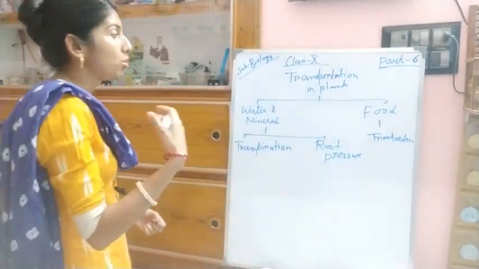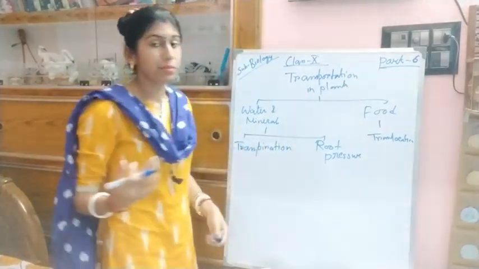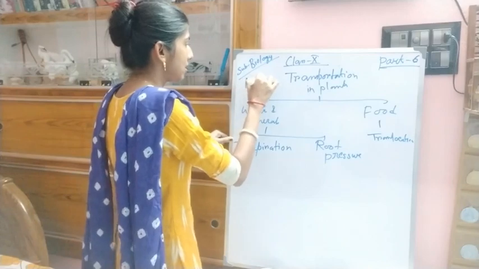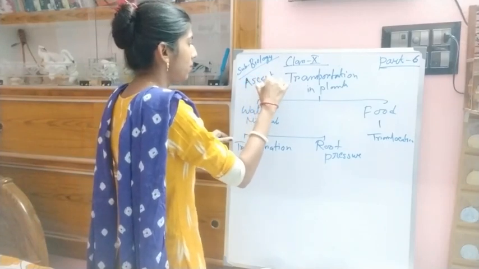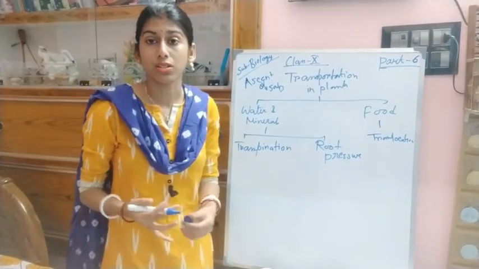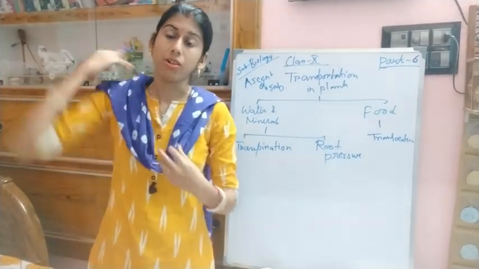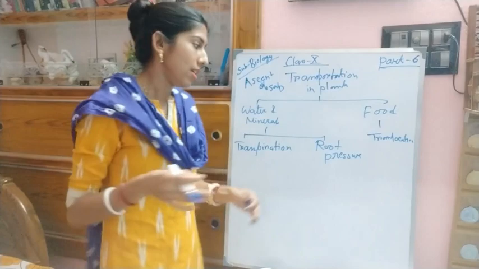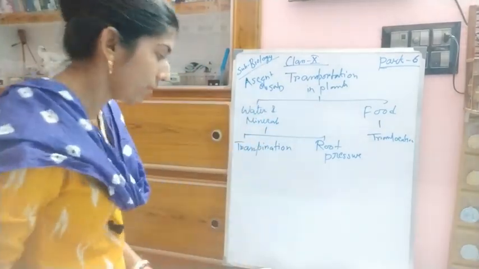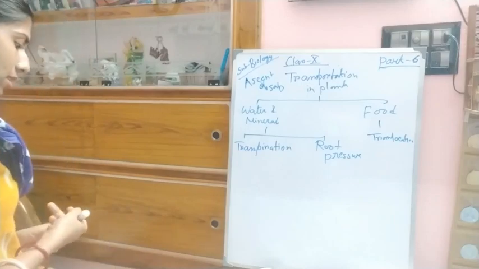The transport of water by xylem is called ascent of sap. But in case of food, the transport of food is called translocation. And water and minerals can be transported by some different ways. So first one, that is transpiration.